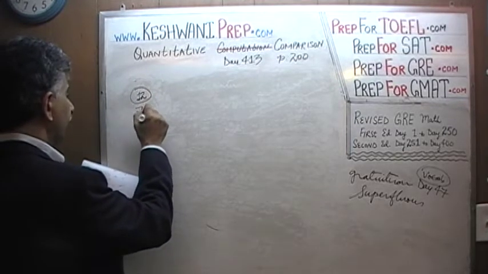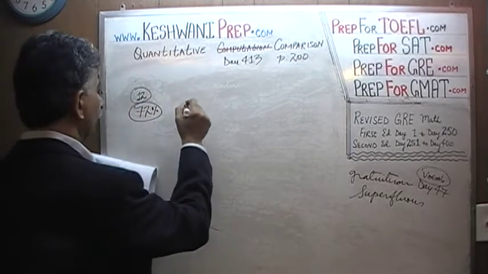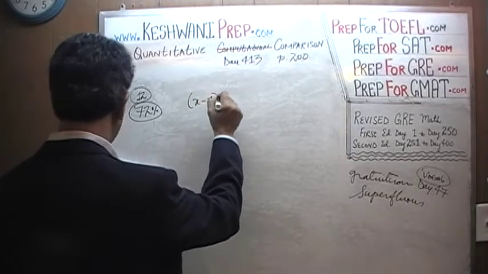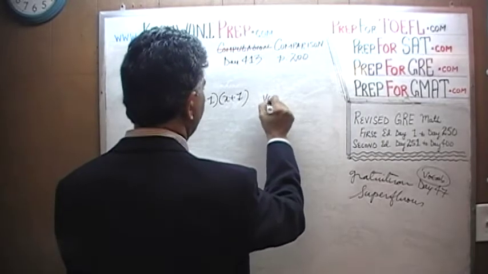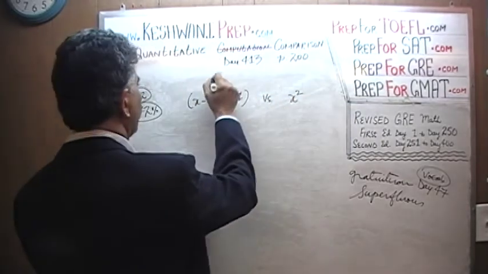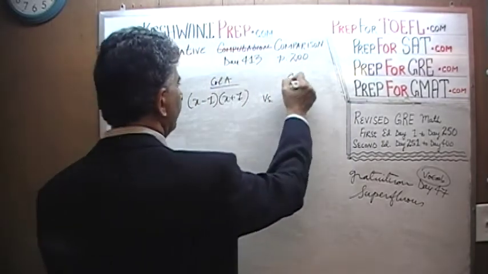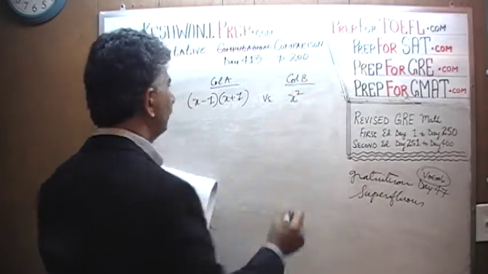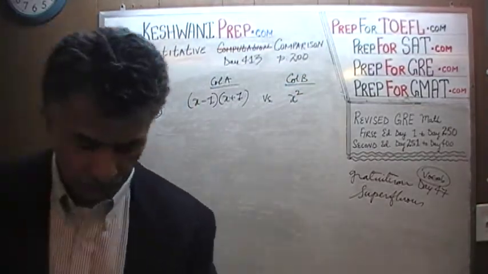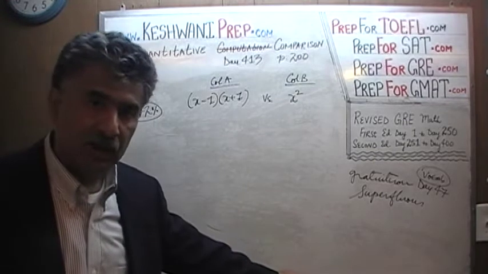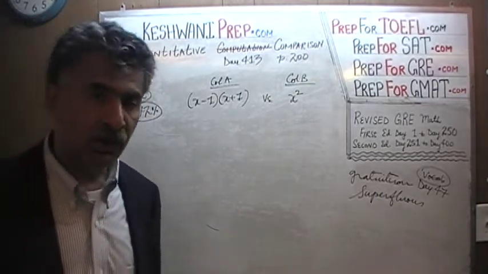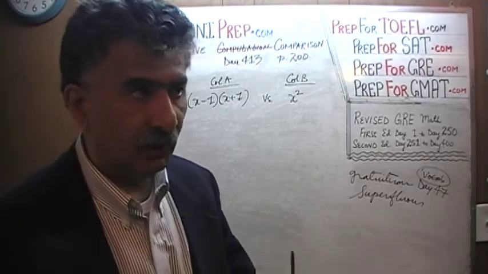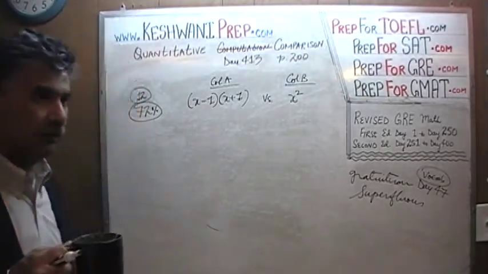Number 12, the percentile is 72%. We have x minus 1 times x plus 1 versus x squared. Here's our column A, here's our column B, and we're being asked to compare the two quantities. Go ahead and do it. Pause the video, solve the problem. I insist that you do that, and then compare your work against the work that we're going to do together. You will learn more out of it that way, as I always remind you. I'm going to give you 2 seconds to do just that.